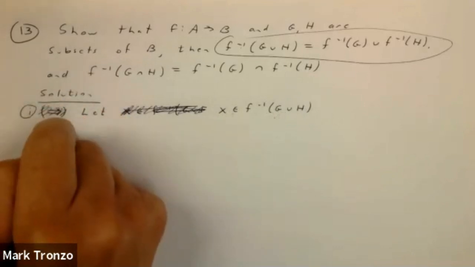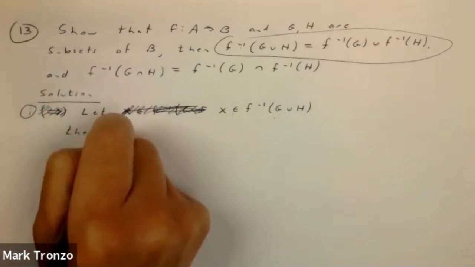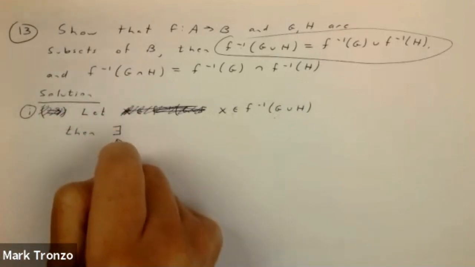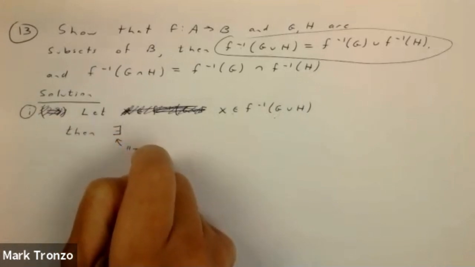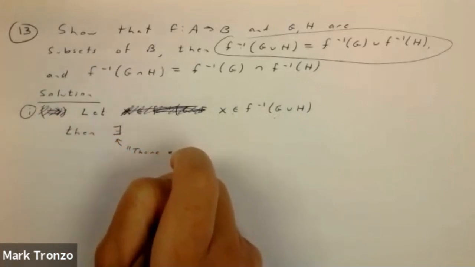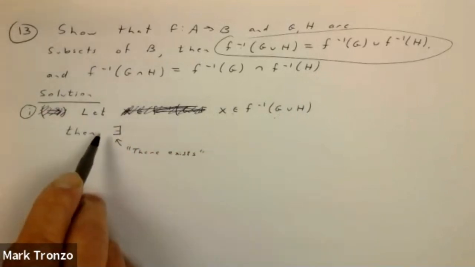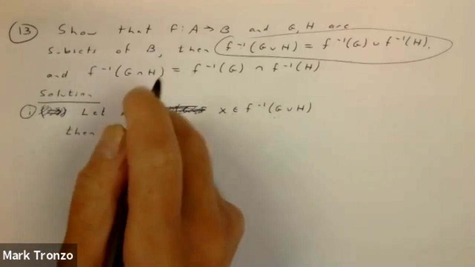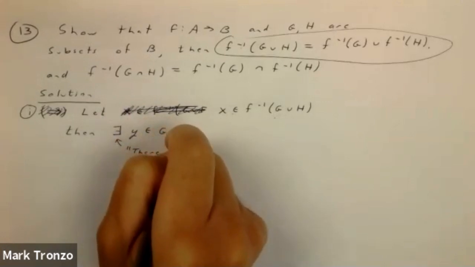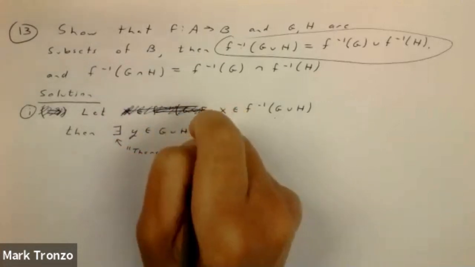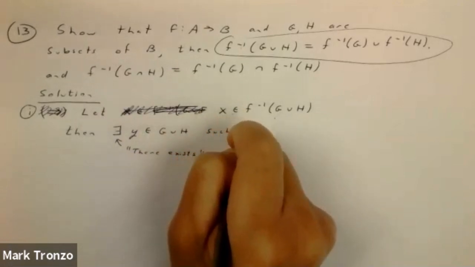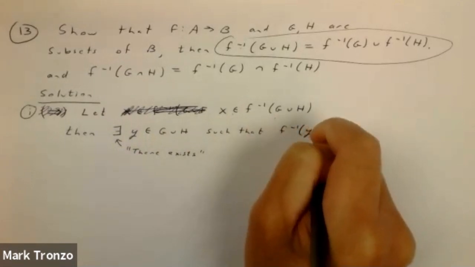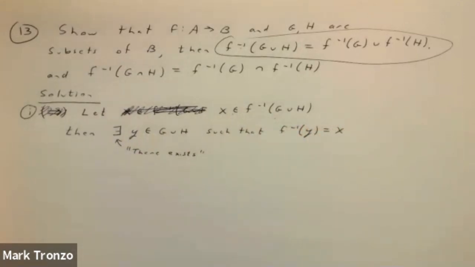So then there exists, and I'm going to use this backward capital E, and that means, I don't know if you've had this much before, there exists a Y in G union H such that F inverse of Y equals X, like this.